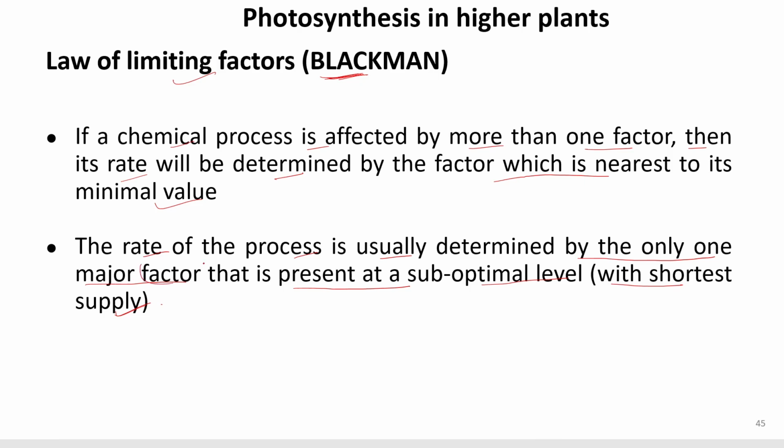And the factors include carbon dioxide, water, temperature, all the external factors. So the rate of process is determined by the factor which is present in the shortest supply, simply you can say.